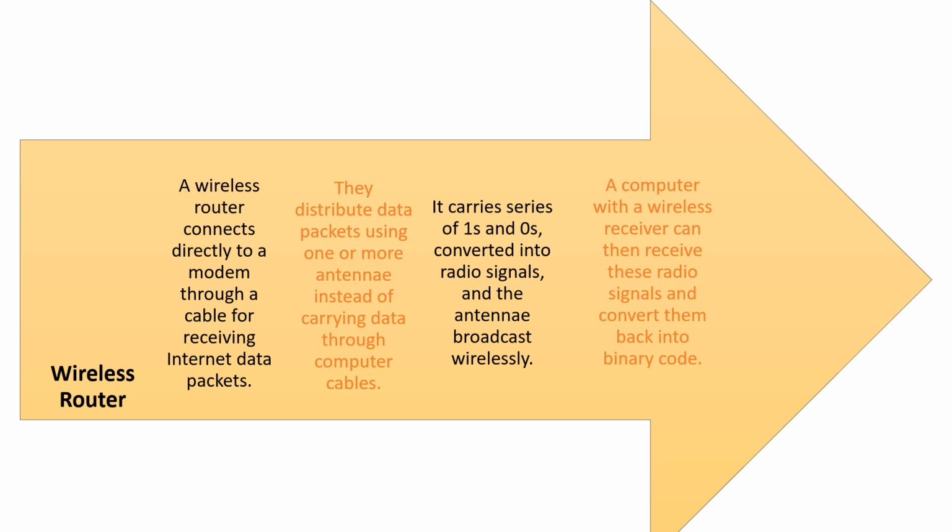A computer with a wireless receiver can then receive these radio signals, and then it converts the signals back into the binary code for the computer to recognize. And a wireless router establishes a wireless local area network, that is the Wi-Fi, whereas a wired router establishes a wired LAN. So this is the difference between the wired and wireless routers.